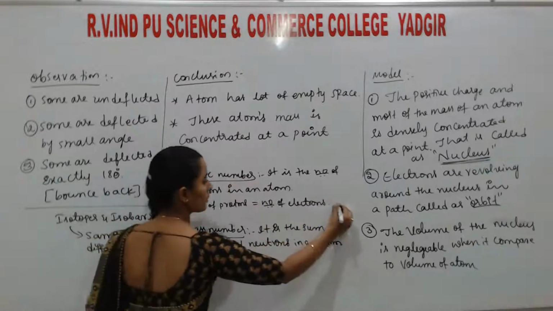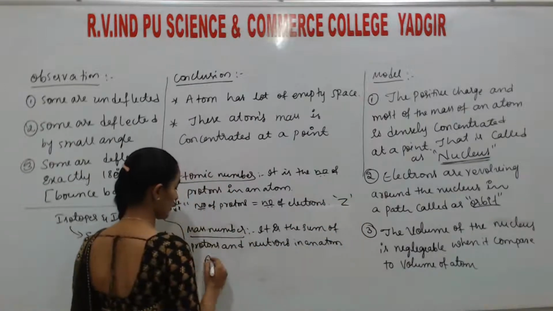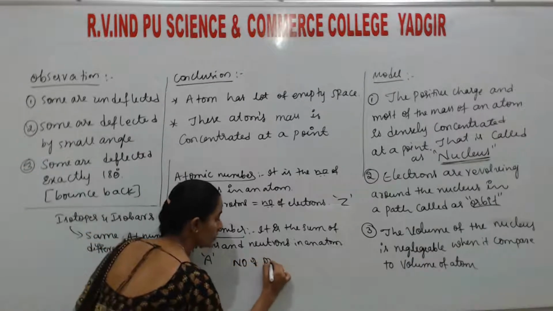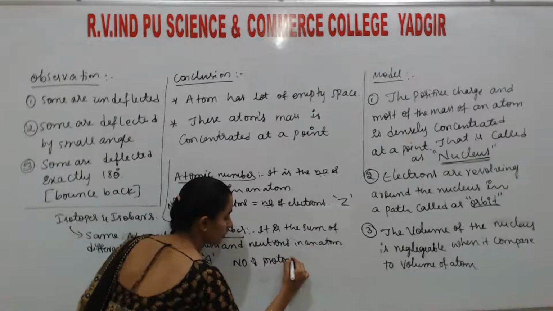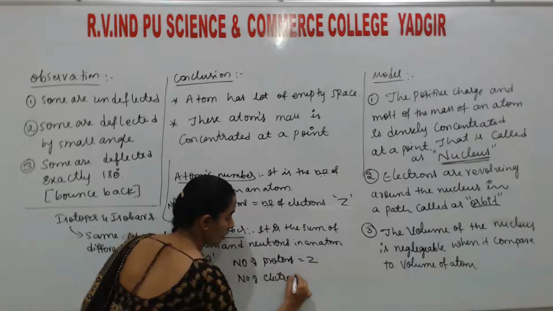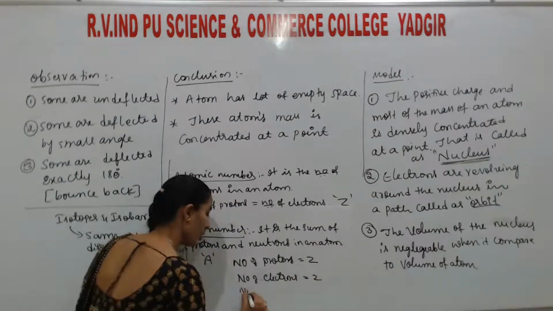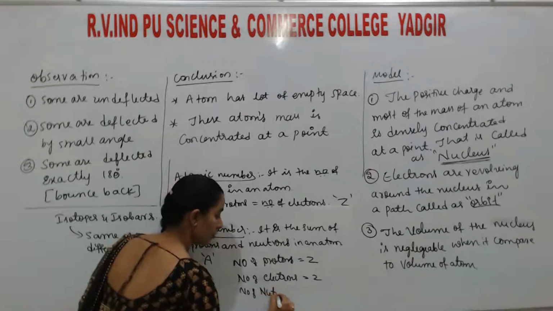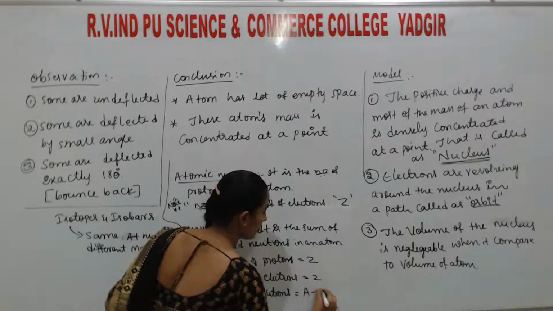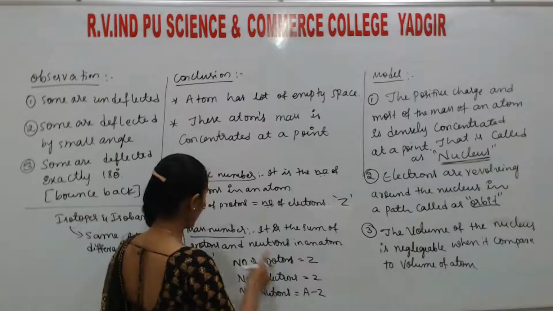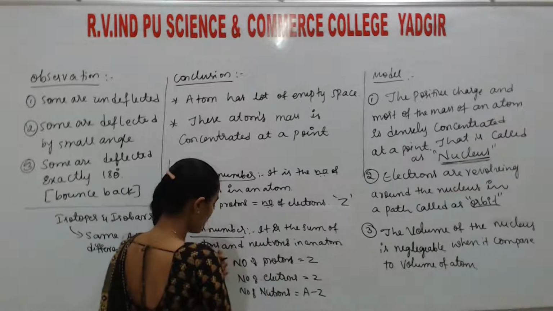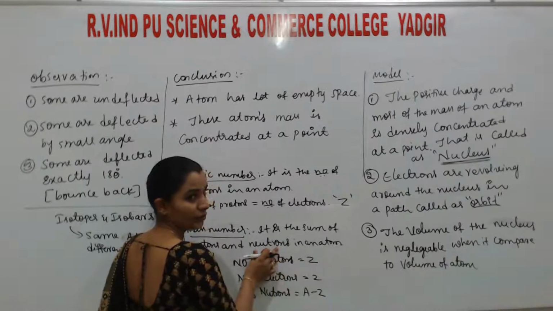So students, this one is represented by Z, this one is represented by A. The number of protons is always equal to Z. The number of electrons is also equal to Z. So the number of neutrons is equal to A minus Z, because the mass number is the sum of protons and neutrons. If we subtract the protons, we will get the number of neutrons.